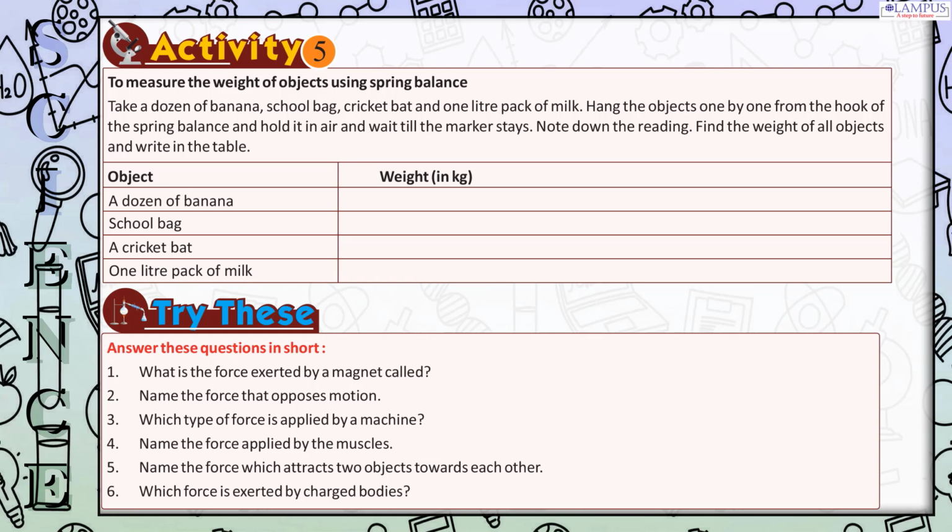Pressure. The force acting per unit area of an object is called pressure. It means the pressure that we apply on an object depends on force as well as the area of contact.